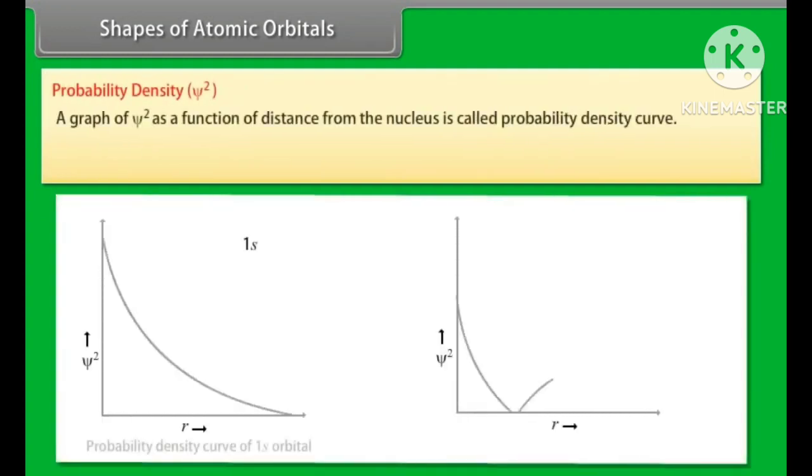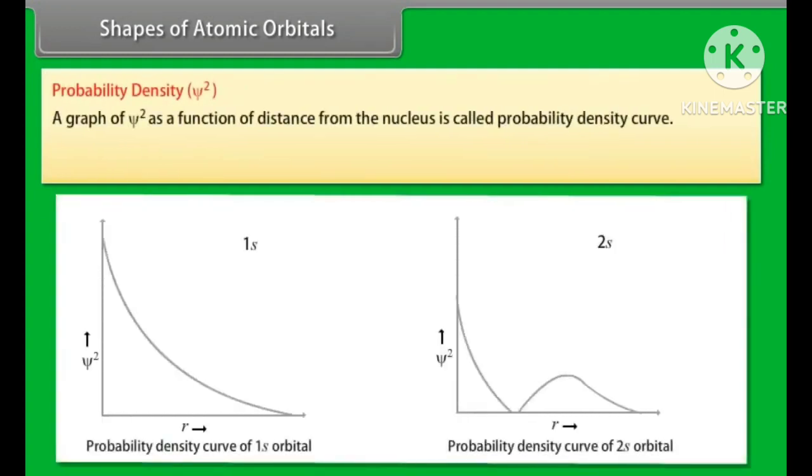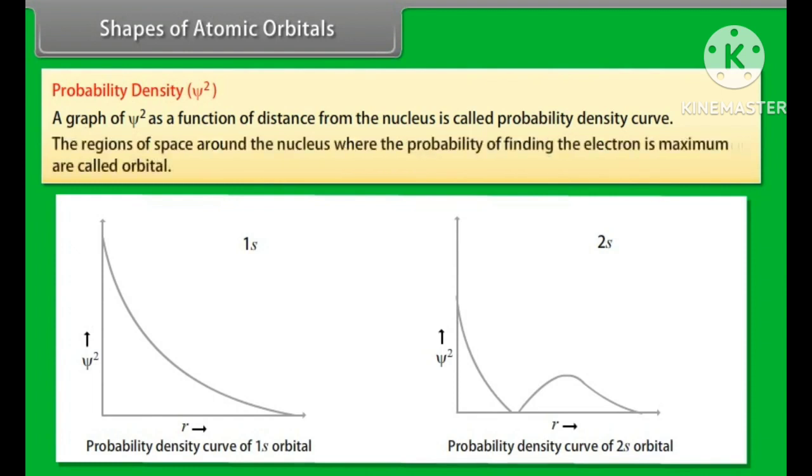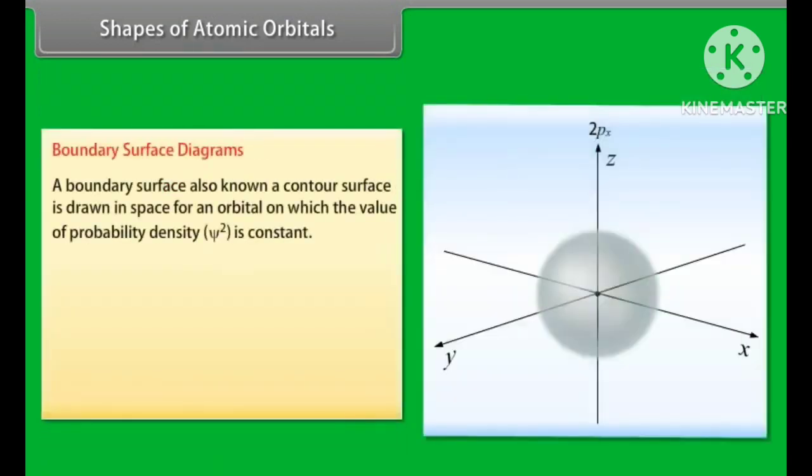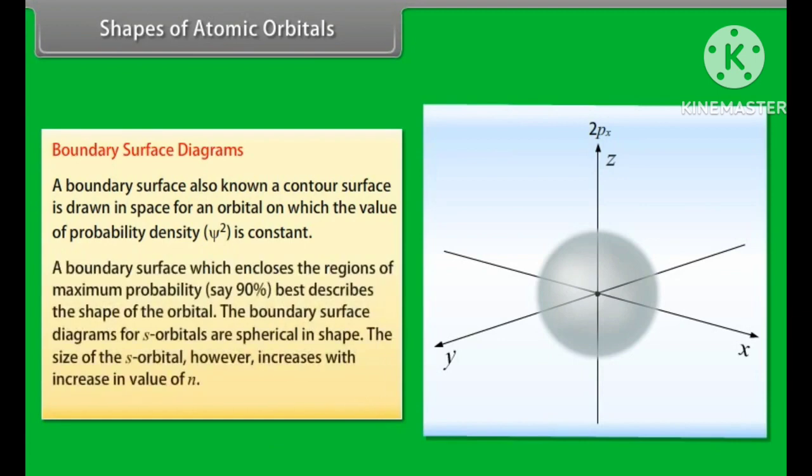Probability density. A graph of psi square as a function of distance from the nucleus is called probability density curve. The regions of space around the nucleus where the probability of finding the electron is maximum are called orbitals. Boundary surface diagrams. A boundary surface, also known as contour surface, is drawn in space for an orbital on which the value of probability density psi square is constant. A boundary surface which encloses the regions of maximum probability, say 90%, best describes the shape of the orbital.